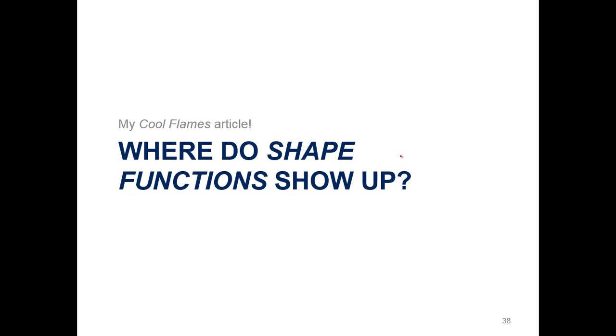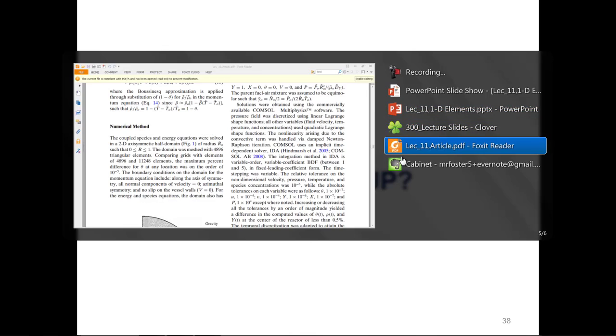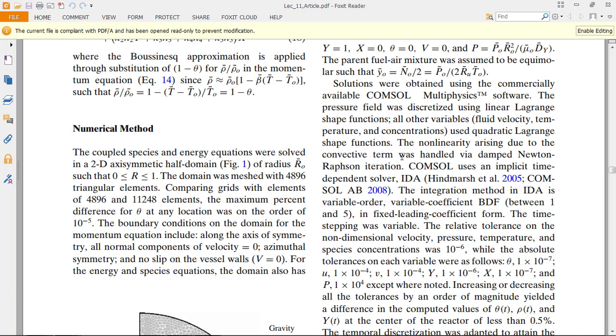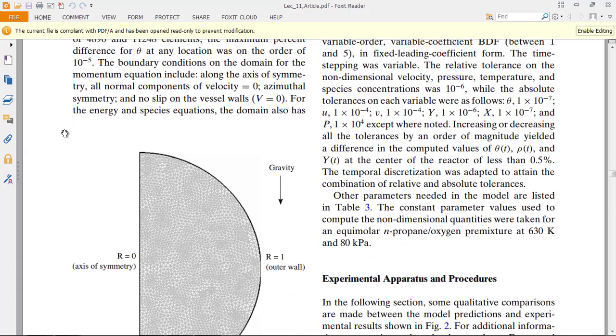So where do these shape functions show up? What's the importance of these? We'll go into more later, but one thing: I wrote an article on cool flames. Let me show you that, as one place that it shows up. When you talk about modeling, you need to talk about what kind of functions you use. So here I'm talking about the numerical method I used for this particular problem, and I show you down here what was done.